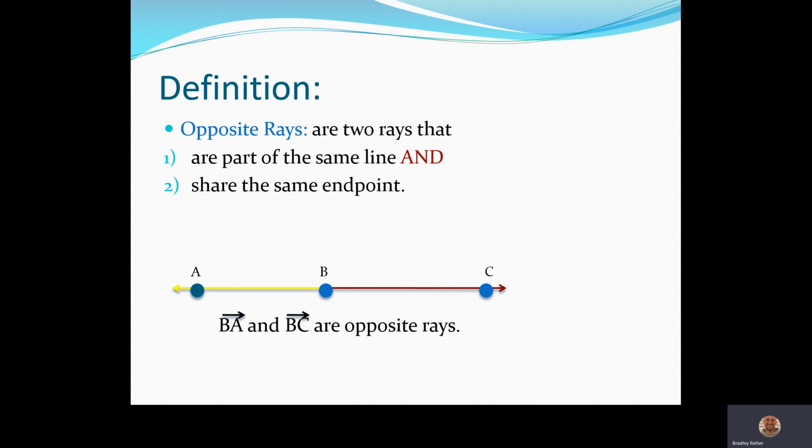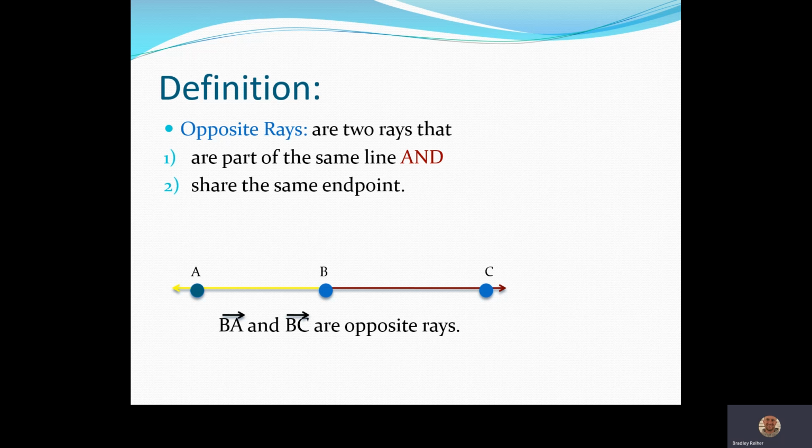Since you know what a ray is, we're going to talk now about what opposite rays are. For opposite rays, you have to have two rays. They have to be part of the same line, and they have to share the same endpoint. So here's an example of a yellow ray and a red ray. They both have the same endpoint, point B.